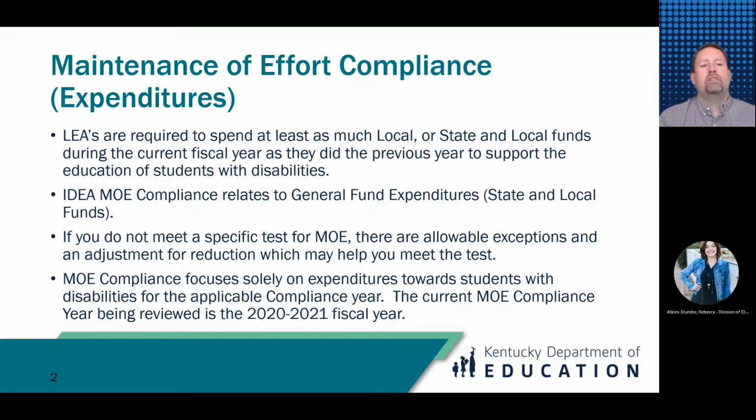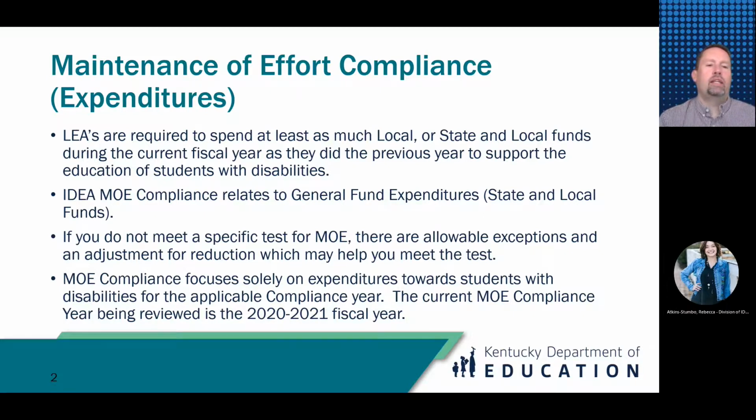The main piece of maintenance of effort is maintenance of effort compliance. That revolves around previous expenditures out of your general fund. There's two pieces to maintenance of effort: maintenance of effort compliance and maintenance of effort eligibility. We're going to focus mostly today on maintenance of effort compliance. I'll briefly touch on eligibility toward the end of the presentation, for a minute or two. But compliance is by far the most important piece of maintenance of effort and what you need to worry about the most, the most complex piece, and that's what we're going to focus on in this presentation today.